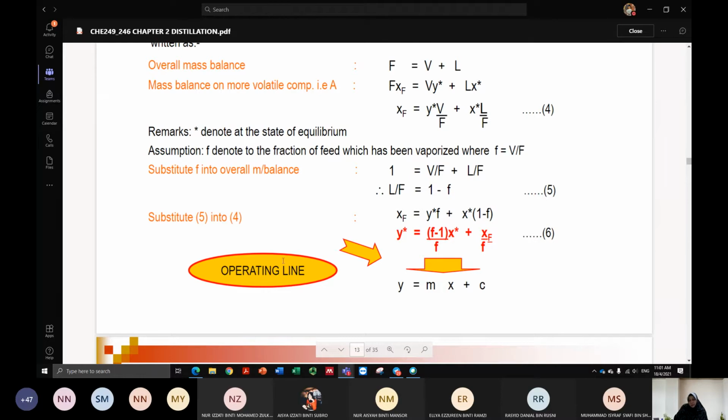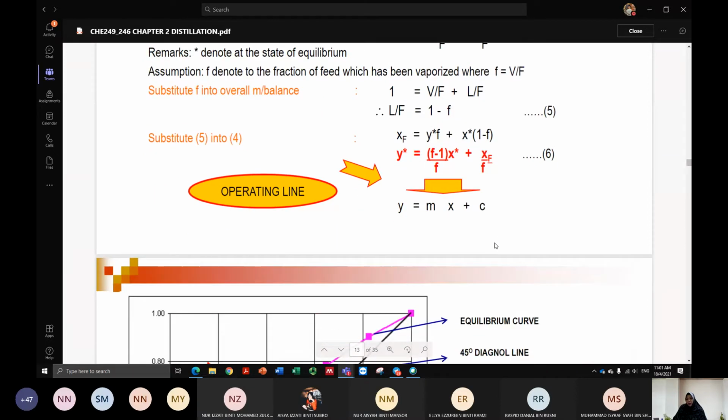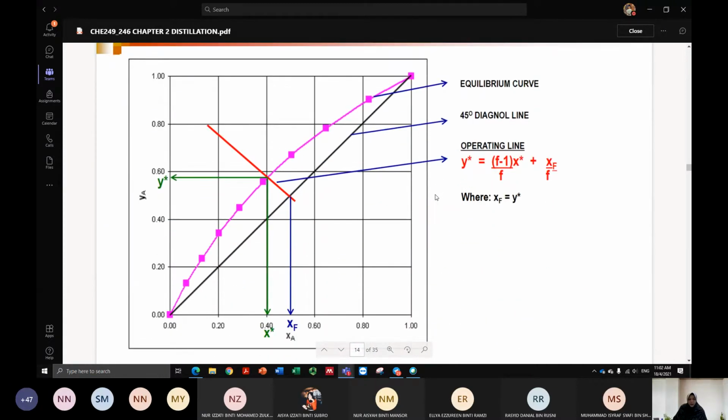So this is what we call the operating line. The term operating here represents the operating condition that you're going to follow for the process. If you have the first operating condition, you're going to have the first operating line. If you have the second operating condition, you're going to have a second operating line for your distillation. It looks like a linear equation with the intercept of the graph, which is x over f, and the gradient of the graph, which is f minus 1 over f. This is the technique that you need to follow. Very easy technique. If you understand the technique, you can solve the problem easily.